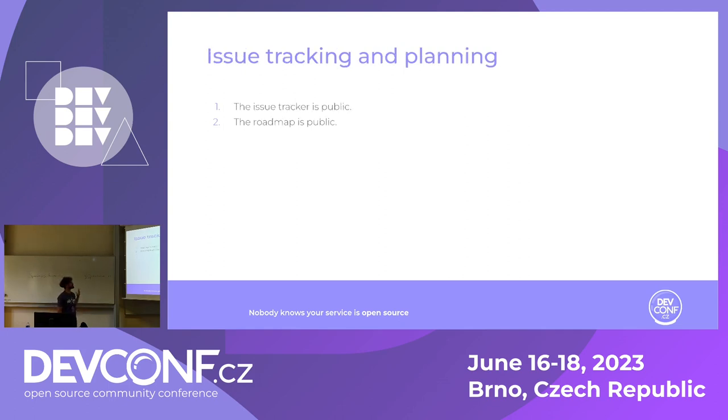Issue tracking and planning, that's very straightforward, I guess. Having an open issue tracker and exposing all the issues to the public, and having an open roadmap. The level of detail that you include there may differ, but overall it gives the public a way of understanding which direction your project or your service is heading, which things you intend to implement next.